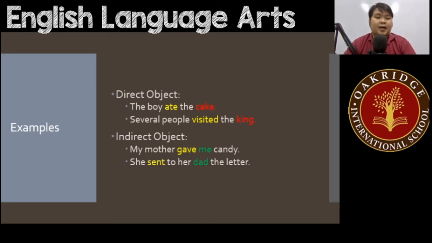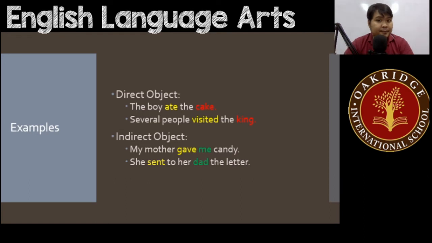Another example. She sent to her dad the letter. Sent what? Letter. That is your direct object. And to whom? Her dad or dad. And these are basically your two different kinds of very common kinds of objects.